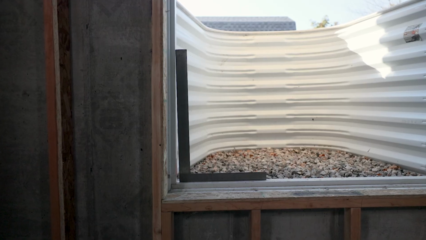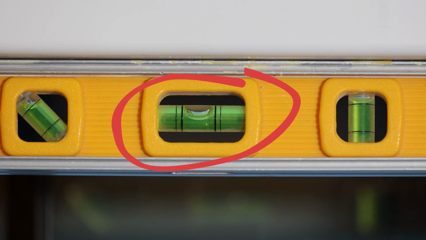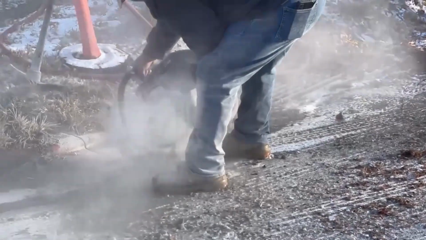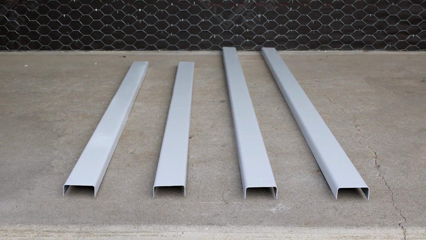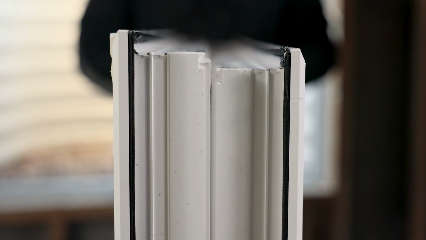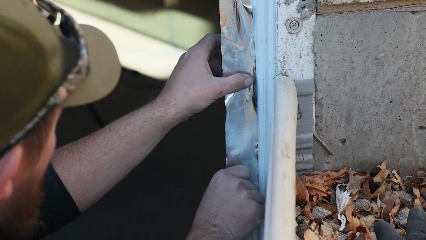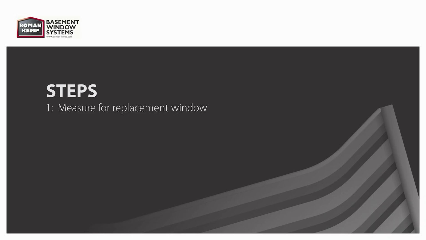If the buck becomes out of square, typically the head and sill are level and the jambs are out of plumb. Instead of cutting out concrete, an acceptable repair would be to use Bowman Kemp repair channels and an undersized window to solve the problem. The procedure we are about to show you is easy to do and will save you a lot of time and money. Step 1. Measuring for a replacement window.